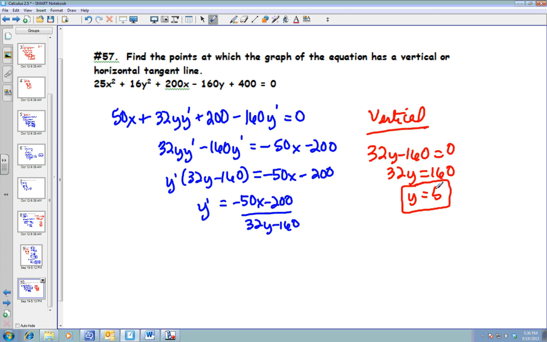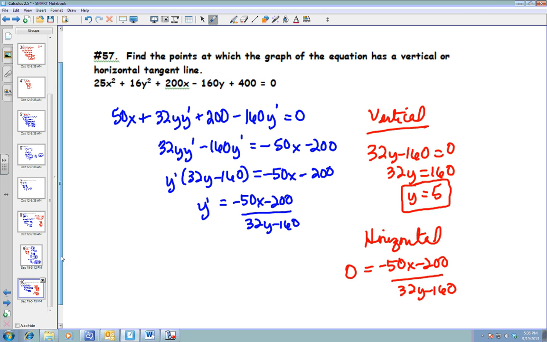Okay, if we wanted to figure out what the actual point was, I would plug 5 into my y in this equation and solve for x. Okay, now, where do I have a horizontal tangent? Horizontal tangent is where the slope is 0. So here's the equation of my slope. Set that equal to 0 and solve. Okay, well, how do I solve that?